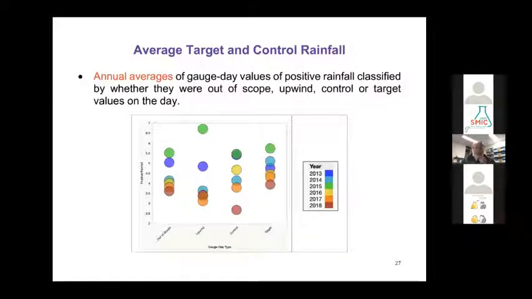Here's a plot showing you the average target and control rainfall. So here's the control rainfall each year. This is average positive rainfall. Here's the target rainfall. And you can see that target rainfall tends to be greater than control rainfall. There's upwind over here, and this is out of scope. This is things that are not in the corridors.